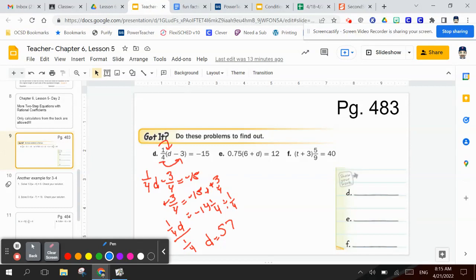Letter E, we have a decimal. So I have 0.75, and I'm going to take that and multiply it by both of the parts on the inside. So I have 0.75 times 6. 0.75 times 6 is 4.5. Plus 0.75D equals 12. I subtract 4.5 from both sides.